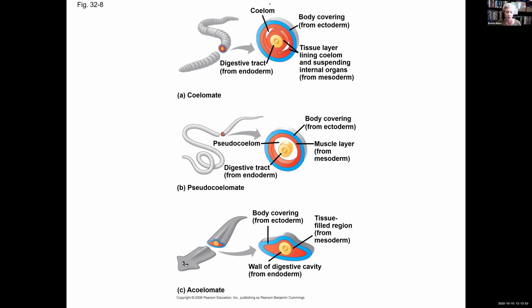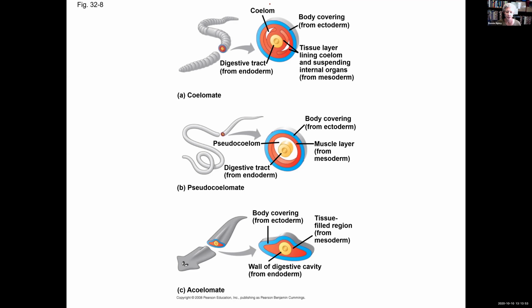So when we look at those 3 different tissue layers, there's a couple ways that they end up being arranged in the body of the animal. So we want to look at this, and we're going to be looking at, is there a space inside the body, or does that mesoderm completely fill it up? And if there is a space, a coelom, how is it with respect to the muscle tissue that's there that is formed from the mesoderm?